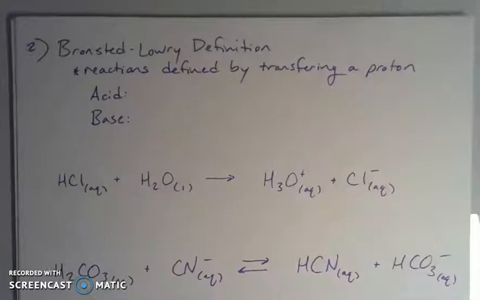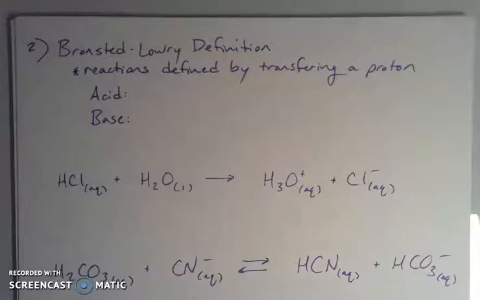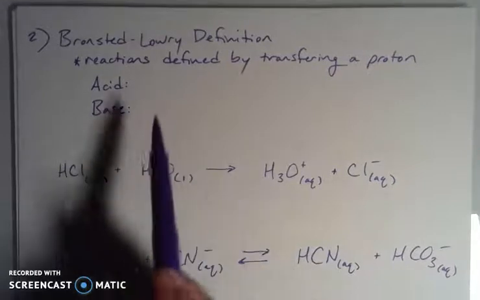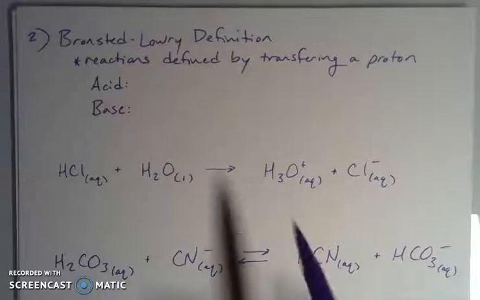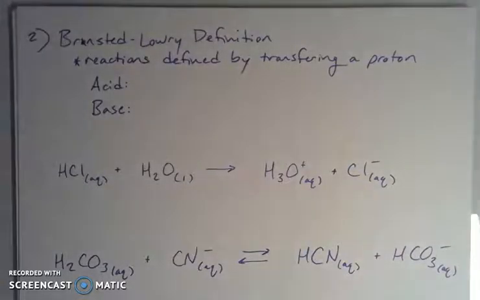Now the second way we define acids and bases is based on the Bronsted-Lowry definition. Bronsted and Lowry were two scientists working independently of each other who came to the same conclusions. They were studying reactions with acids and bases, but not necessarily how they dissolved in water. So we needed a broader way of defining them. I think there's a slash through the O in Bronsted there.